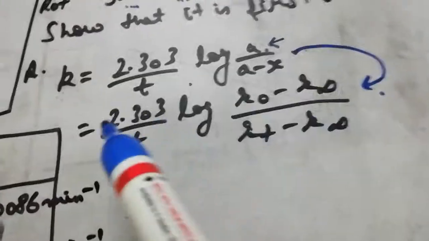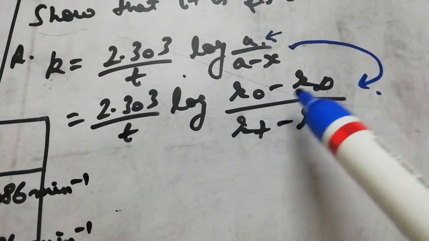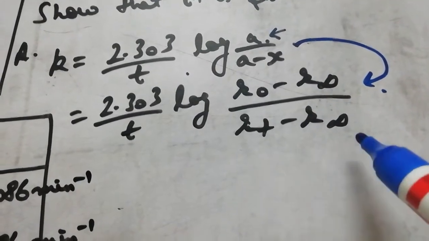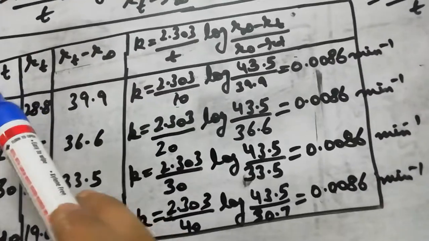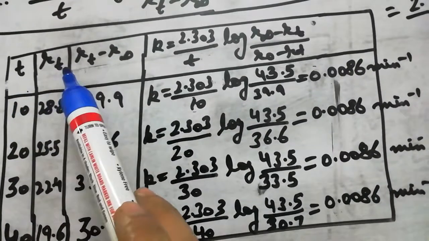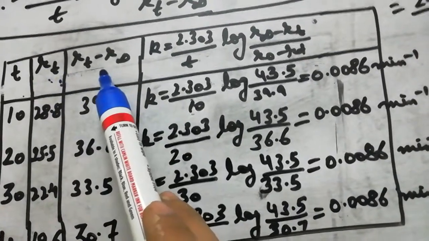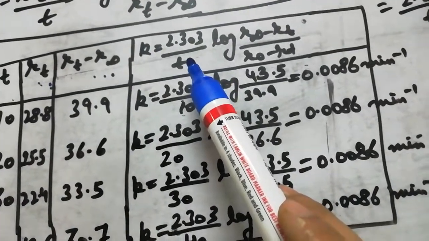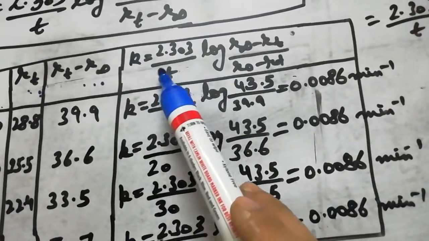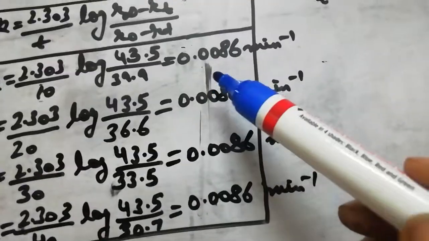So this equation we will use: K is equal to 2.303 upon T log R naught minus R infinity over RT minus R infinity. So this is the table which we will draw. In first column we will write down T, then value of RT, that is rotation at that particular instant of time, then RT minus R infinity. Then we will find the value of K. So at different instants of time you will find the value of K.